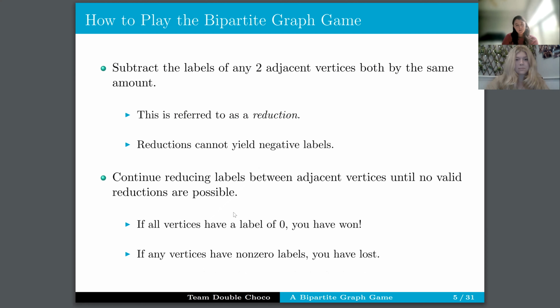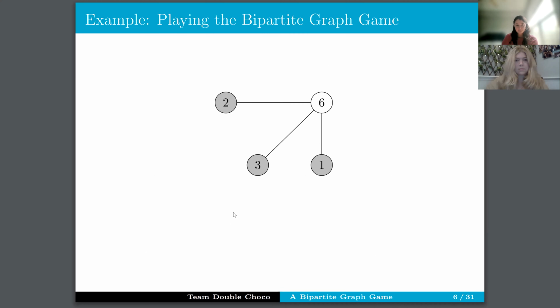So how do you play the bipartite game? The first thing you do is subtract the labels of any 2 adjacent vertices by the same amount, and that's referred to as a reduction. Note that reductions cannot yield negative labels. Then you'll continue reducing labels between adjacent vertices until no valid reductions are possible. If all vertices have a label of 0, then you've won the game. But if any vertices have non-zero labels, you have lost.